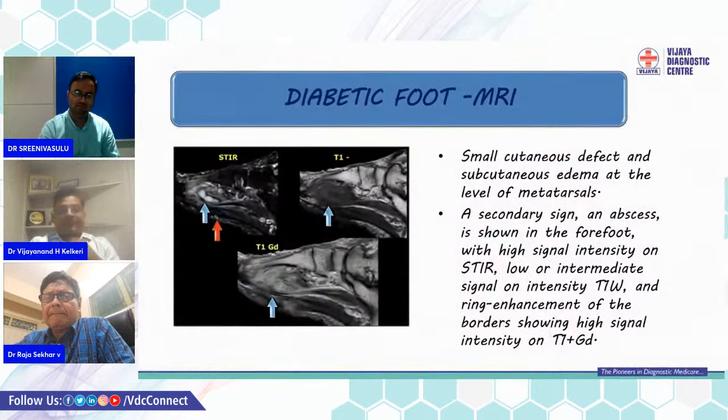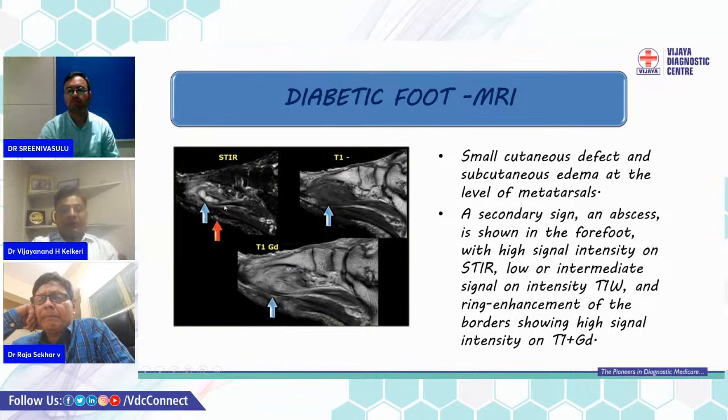Coming to MRI, I'll be explaining in slightly more detail because some of the clinician friends may be listening to this, and it may be difficult if I try to go a little fast. What we can see here is a small field of view. I am just taking a sagittal section of the foot at the level of the midfoot. This is the STIR sequence, this is the T1 sequence, and this is the T1 contrast study, all taken at the same level.